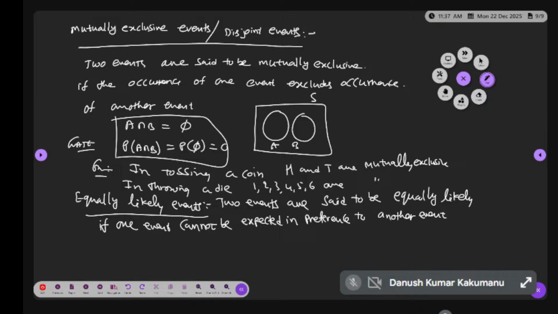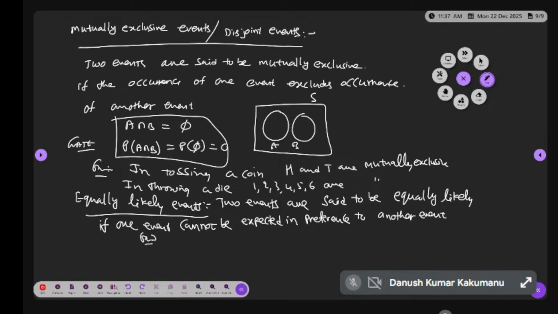Is the definition clear to all of you? Equally likely. Most students will say both the properties are the same, so they are equally likely, no problem. But if you want to define it: two events are said to be equally likely if one event cannot be expected in preference to another event. What does it mean? Both have the same priority. They are said to be equally likely.